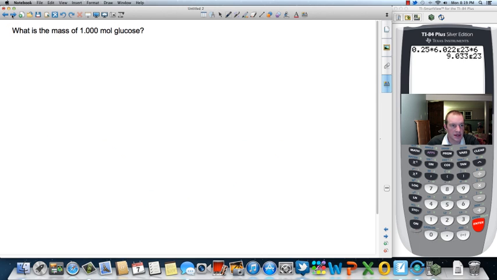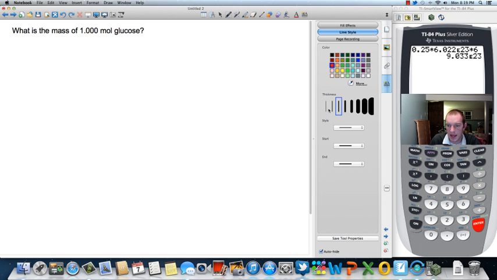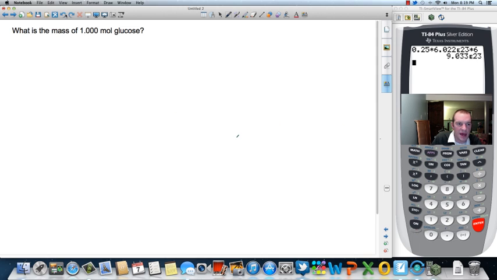The next thing we're going to take a look at is what's the mass of 1 mole of glucose. Calculating molar masses is a little bit different, but still a very straightforward process. I'd like you to use the process that I'm going to show you here. There's a method to my madness, and the reason is for something we're going to be doing later.